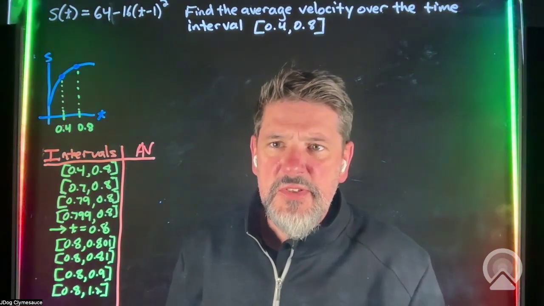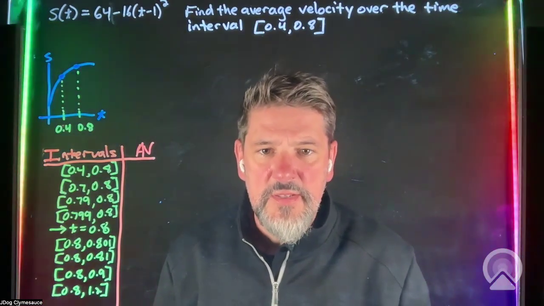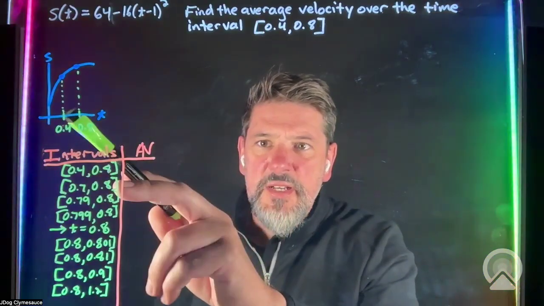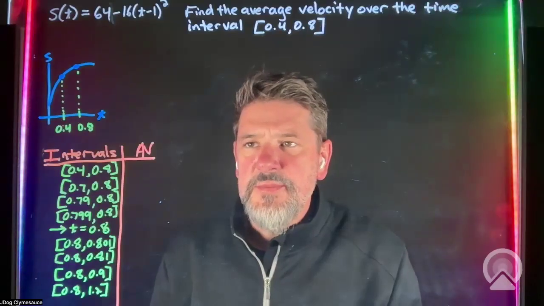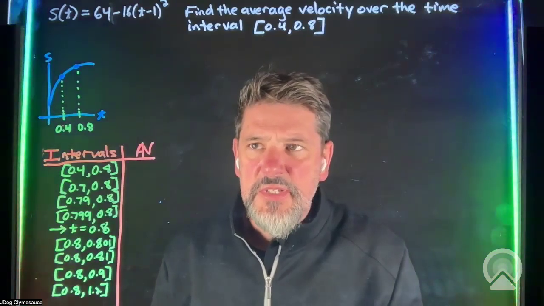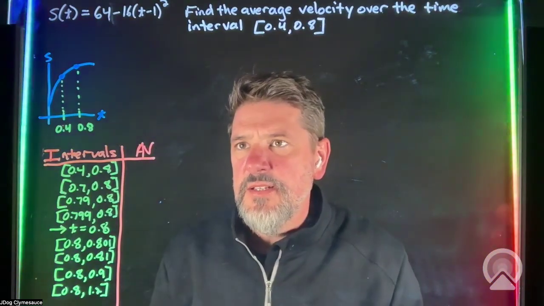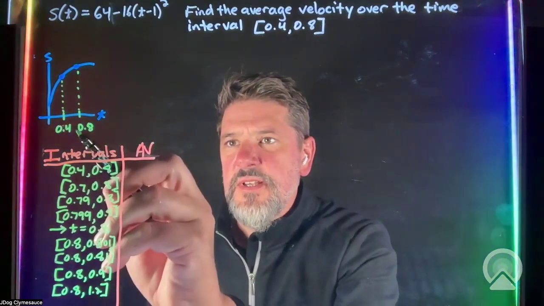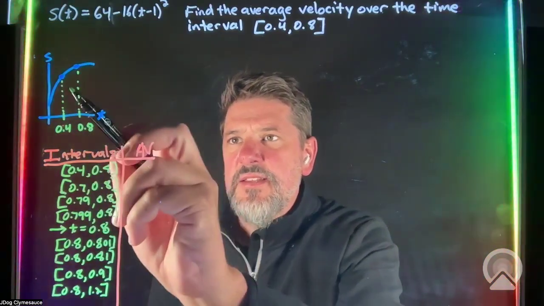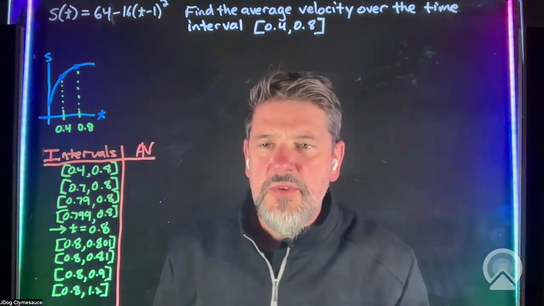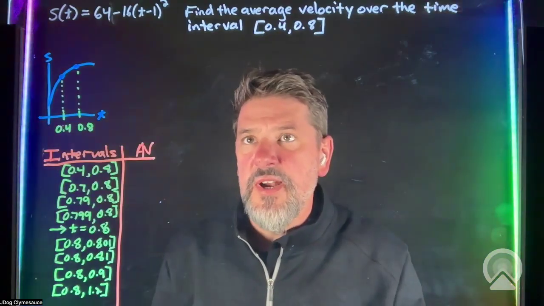To start with, we have the position function 64 minus 16 times the quantity t minus 1 squared. This position function looks something like this, as you can see on the graph there. And it basically is modeling an object being thrown into the air, before it hits its peak and starts coming back down again. And you can see that there is a time of 0.4 seconds and a time of 0.8 seconds, and the corresponding y values, the corresponding position. So the s represents a height with respect to the ground.